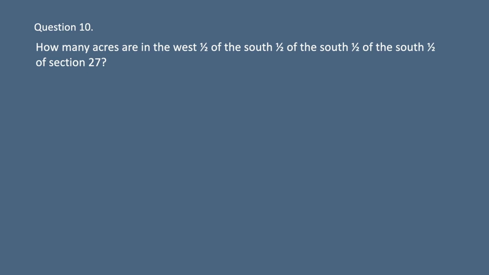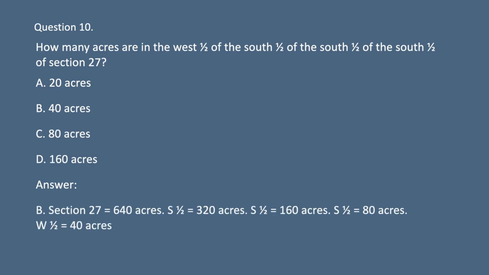Question 10. How many acres are in the west half of the south half of the south half of the south half of section 27? A. 20 acres. B. 40 acres. C. 80 acres. D. 160 acres. Answer B. Section 27 equals 640 acres. S half equals 320 acres. S half equals 160 acres. S half equals 80 acres. W half equals 40 acres.